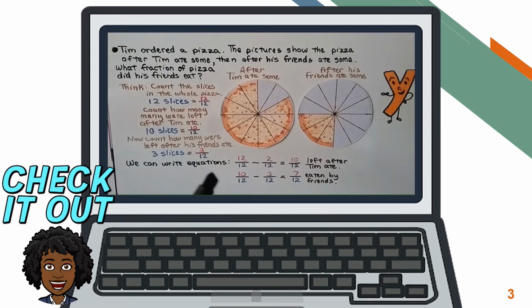We can write equations. 12/12, the whole pizza, minus the part that Tim ate, 2/12, is equal to 10/12. That's what's left after Tim ate some. Then we take the 10/12 and subtract the 3/12 that are still there, and it's equal to 7/12. And we know Tim's friends have eaten 7/12 of the pizza.